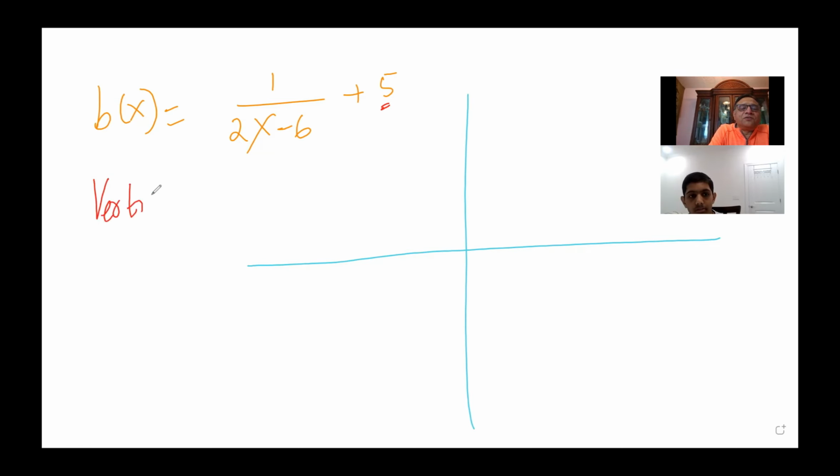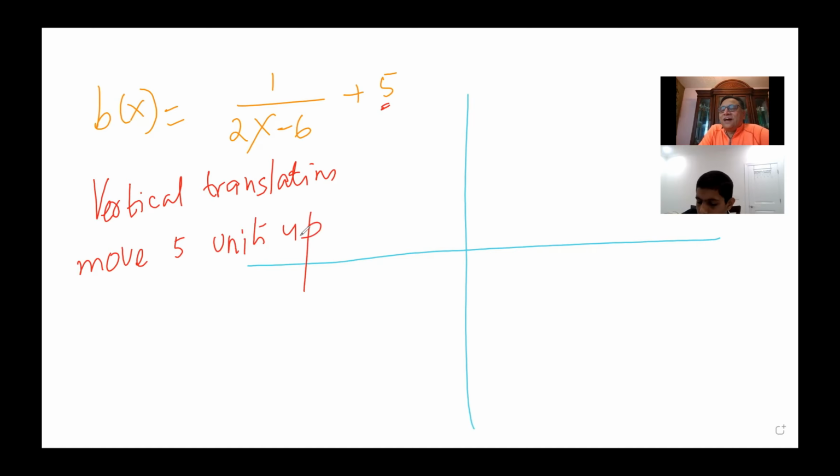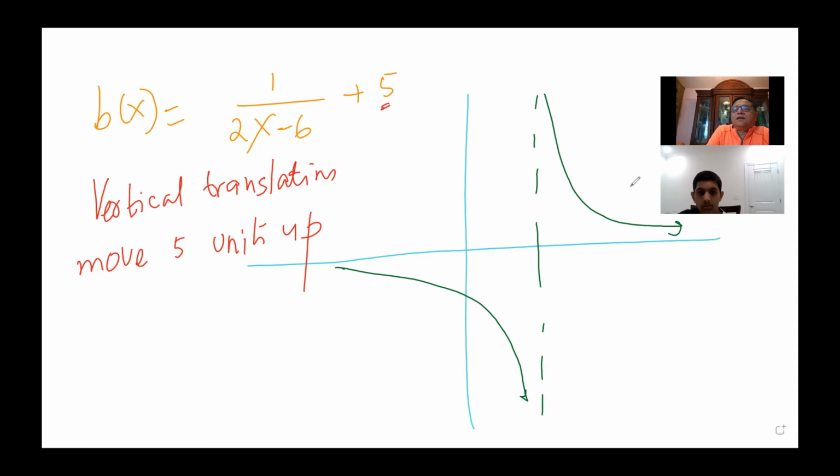Vertical translation. Move 5 units up. You see that? Yeah. Move 5 units up. So the earlier graph, let me sketch the earlier graph, right? So the earlier graph was kind of like this. I mean, I'm just sketching one approximately. This graph is for 1 over 2x minus 6, which we just now did, right? Now the new graph, I have to just move it 5 units up.